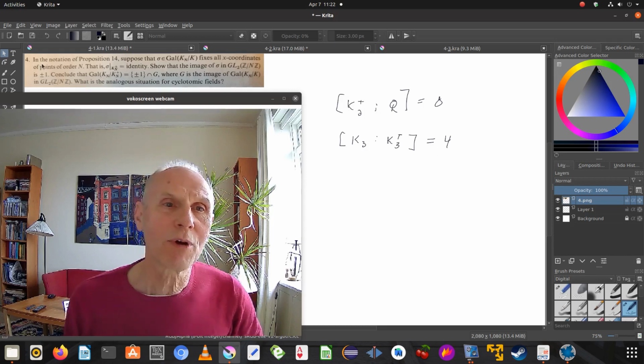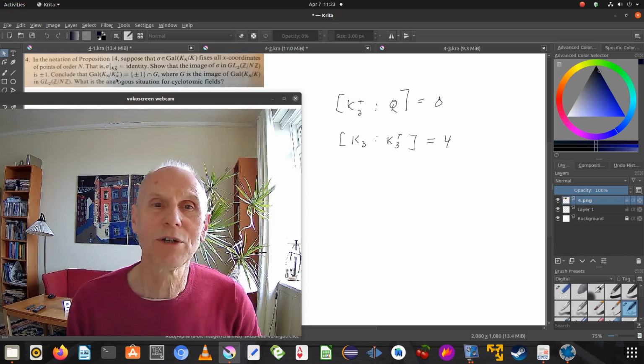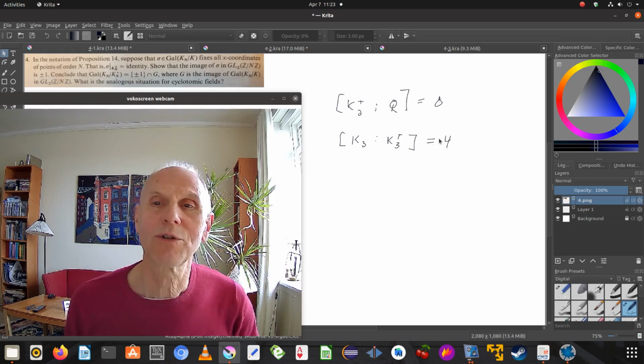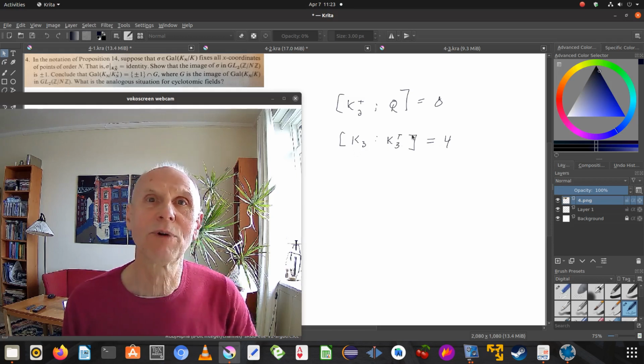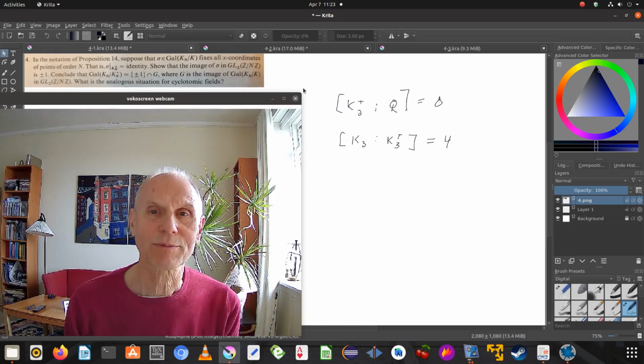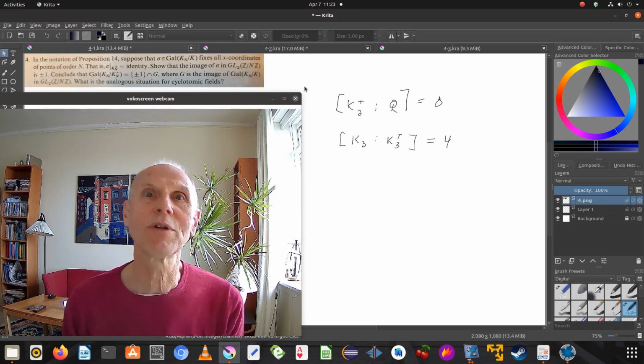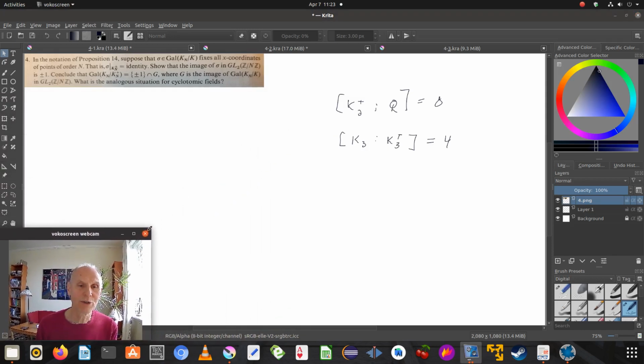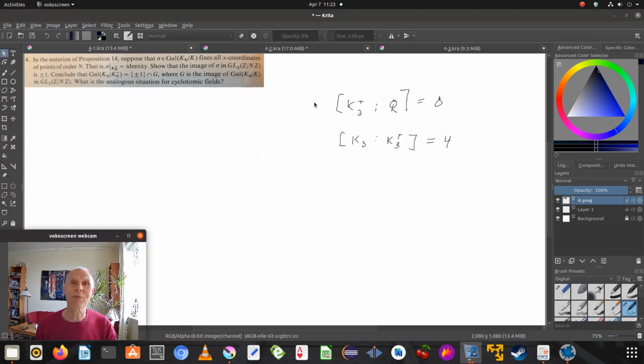Now, when I read problem 4 before starting recording, I realized that that means that either K3 equals K3 plus, or it's at most of order 2 above it. So that means that I had made a mistake while computing my example. So what I wanted to do was to revisit the example and get everything right. That turned out to take a while. So what I'll do here is to show this work. So this is a presentation of my work.